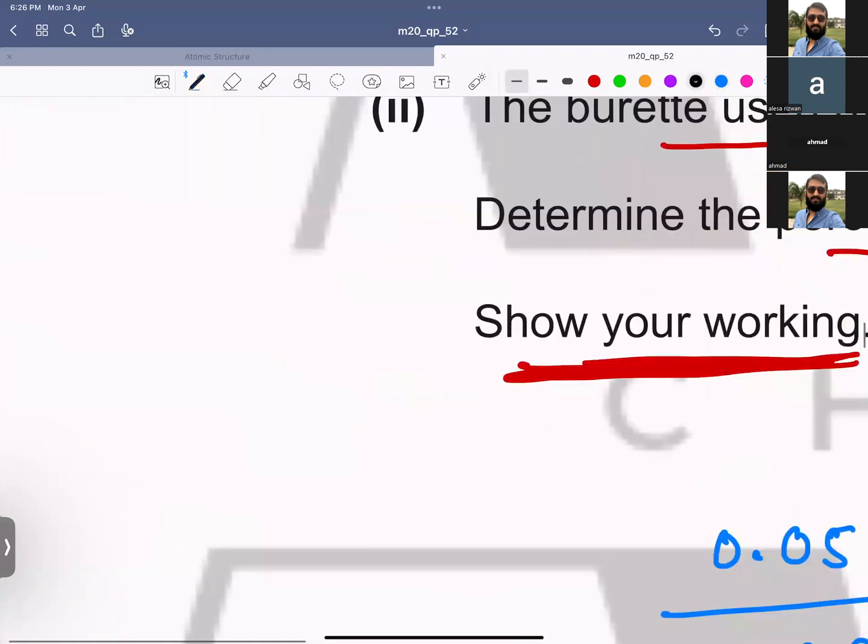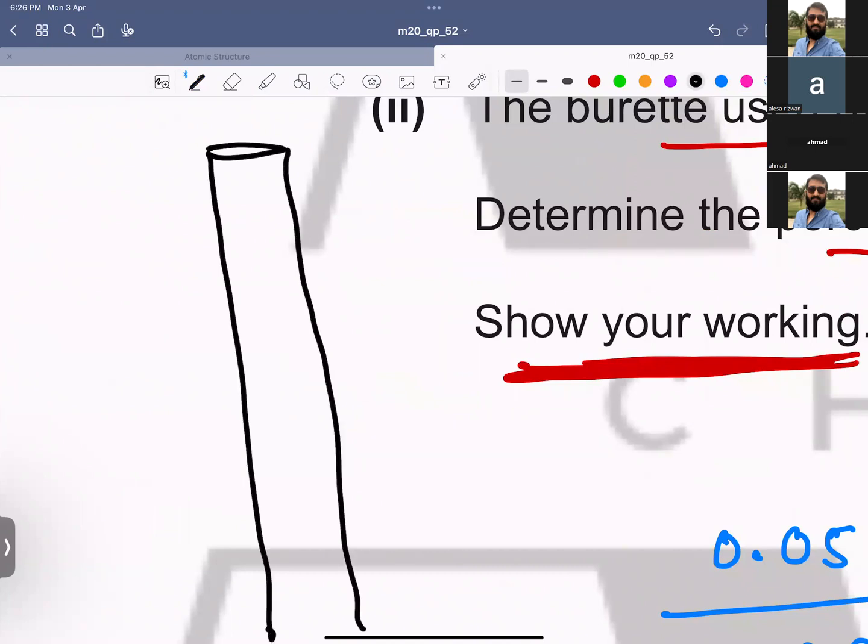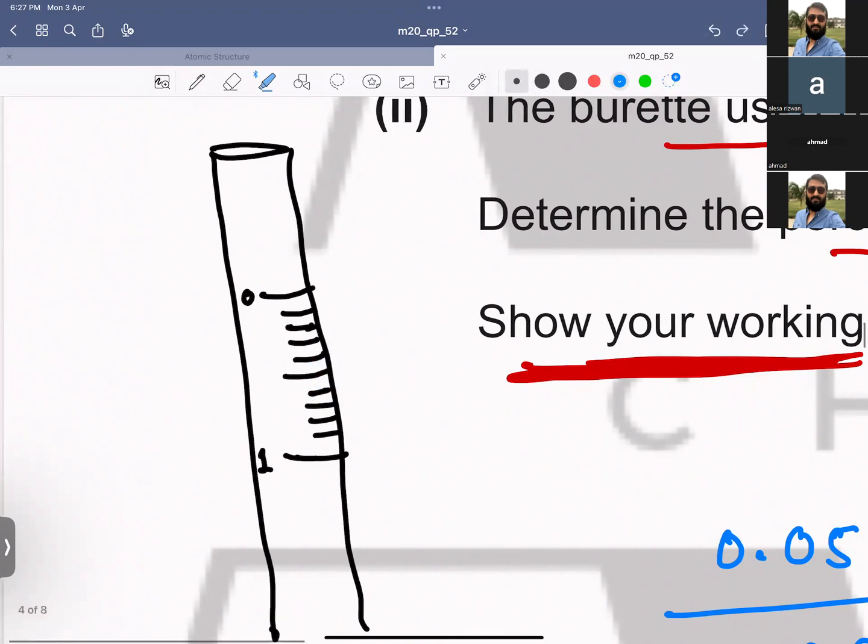See, it's a burette, right, Alisa? Here it is 0, then it's 1. If the liquid is filled over here like this, okay, let me do this.